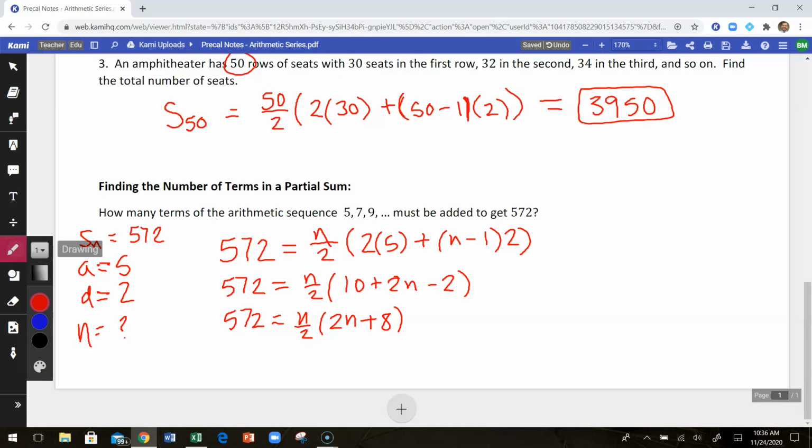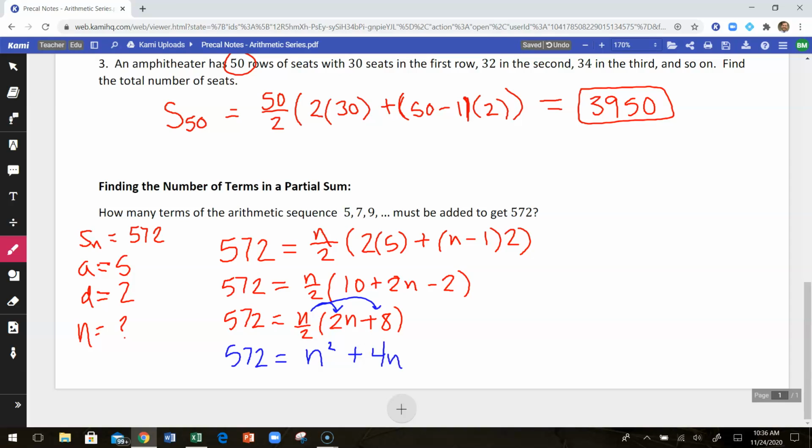What I'm going to do at that point is distribute this n over 2. So I'm distributing a 1/2 n here. So I'm going to get 572 is equal to, well, if I take n over 2 times 2n, my 2's are going to cancel out. I'm just going to get n squared for that term. Plus 1/2 n times 8 would be 4n. Now I hope that you see we have a quadratic. So what I'm going to do is subtract the 572. So I'm going to have n squared plus 4n minus 572 equals 0.